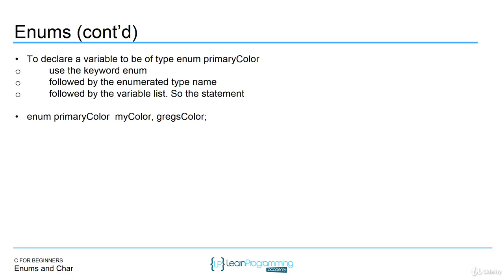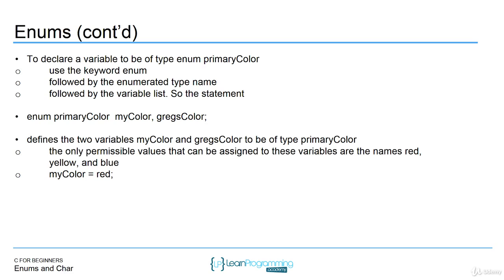So here we have two variables of type primaryColor, myColor and gregsColor. Again, this is where we're using the enum. We've already defined what the enum can be, just red, yellow, or blue. And now we're saying we have two variables named myColor and gregsColor that can only contain one of those three values. Can't contain anything else. So here we're declaring variables of primaryColor, defining myColor and gregsColor to be of type primaryColor, which is an enum type. The only permissible values that can be assigned to these two variables are red, yellow, and blue.